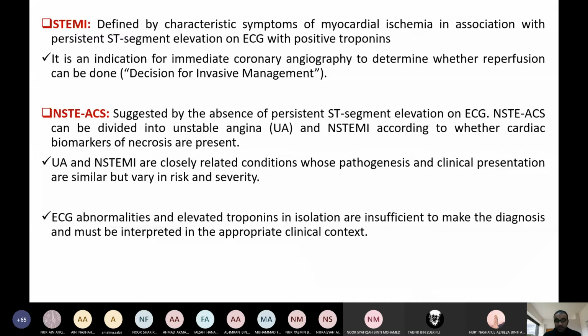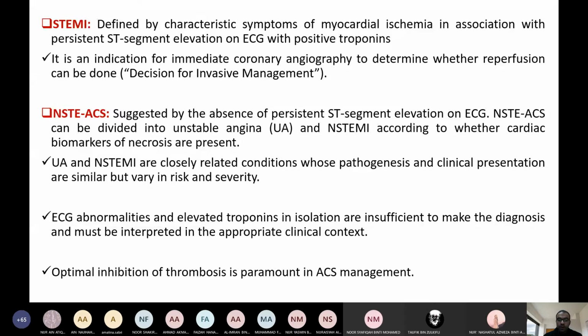The ECG abnormalities and the elevated troponins are insufficient to make the diagnosis, because of course the clinical presentation sometimes will be atypical, and sometimes the pattern of the elevation of the cardiac enzymes will not be consistent enough to give the diagnosis. Most of the time, all the clinical profile, meaning the clinical presentation, the cardiac enzymes, the tissue injury, and the ECG, all together will be needed to make the decision.